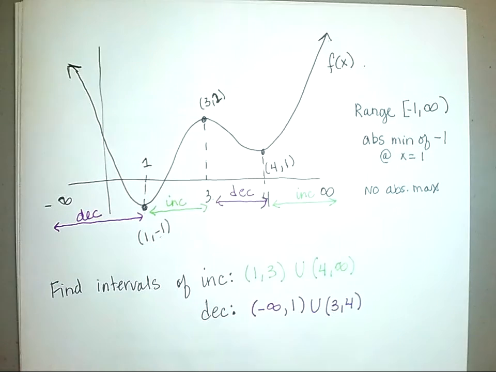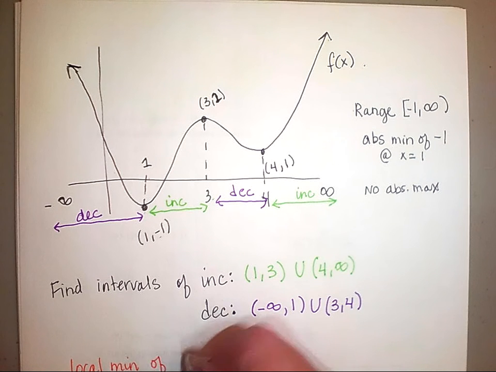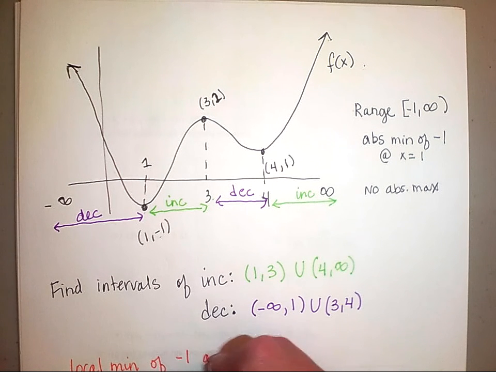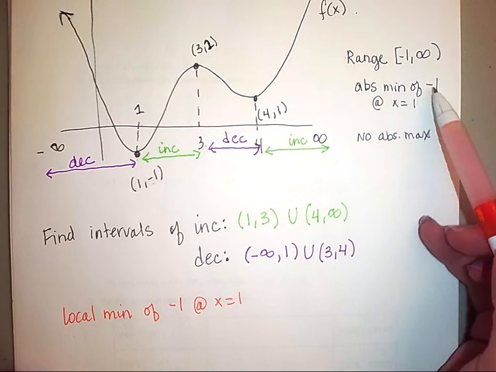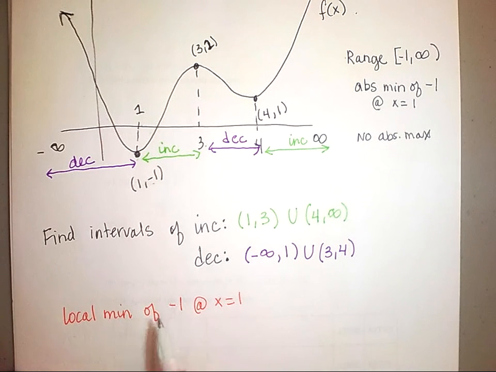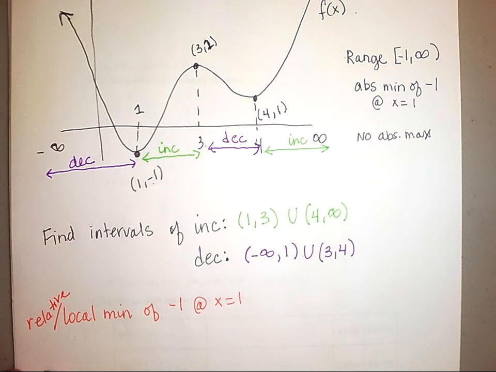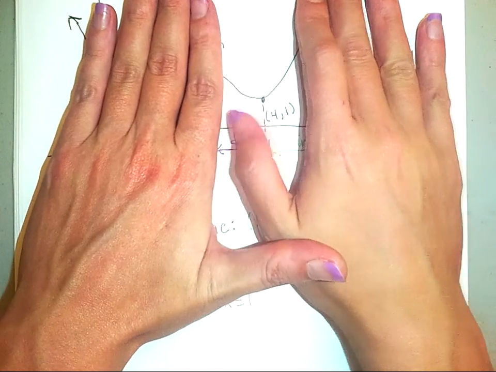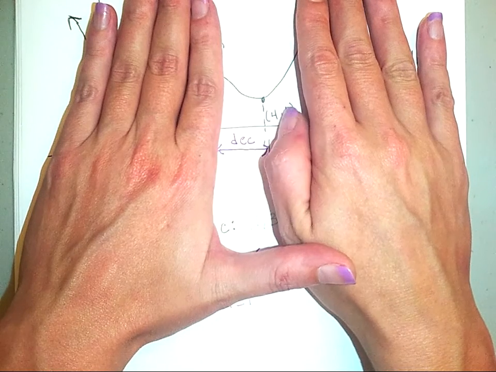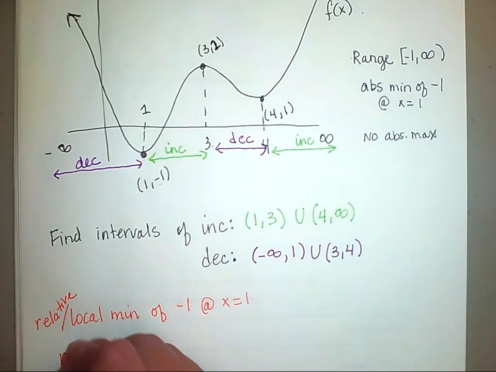But if we just examine this graph on smaller areas, these turning points are certainly important. So if I just look at a local or a relative area, this turning point here provides a local minimum. In that area, we have a local minimum of -1, also at x equals 1. Okay. So it's perfectly okay to have an absolute minimum and a local or relative minimum be at the same point.